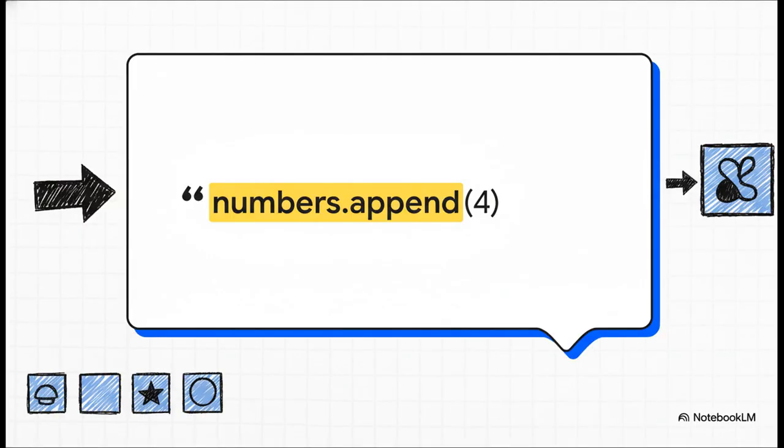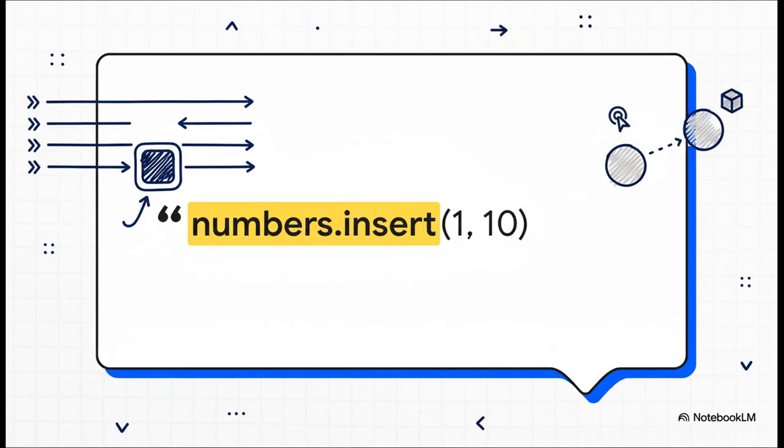The quickest and easiest way to do this is with the append method. Just think of it like it's tacking something on to the very end. We append the number 4, and it just gets stuck right on the back of the list. Super simple, super effective. But what if you want to be more precise? What if the end isn't good enough? For that, we have the insert method.